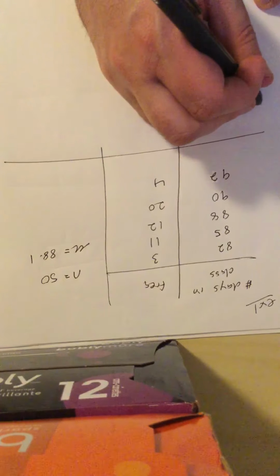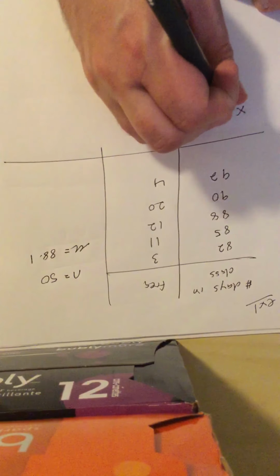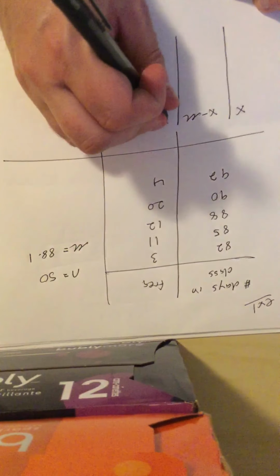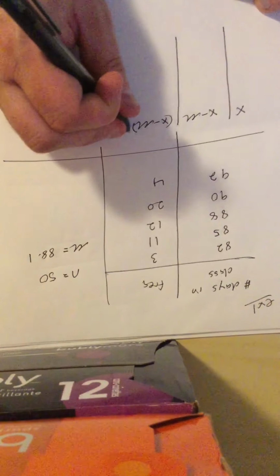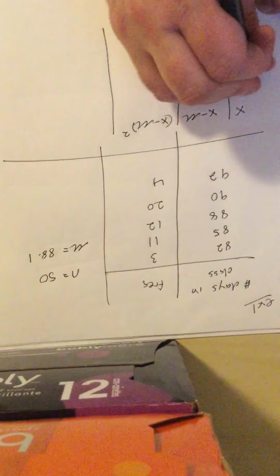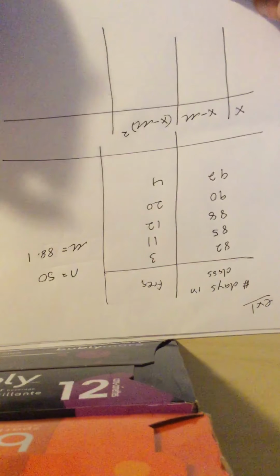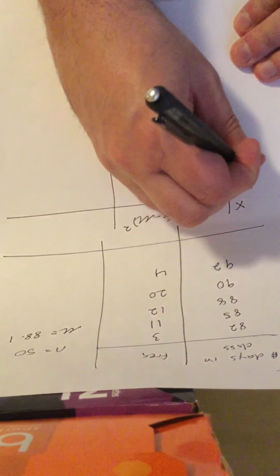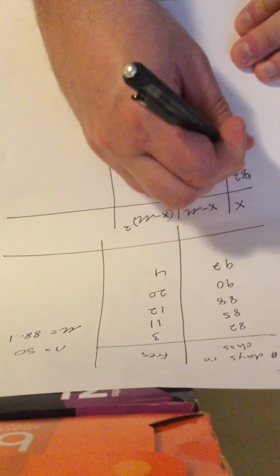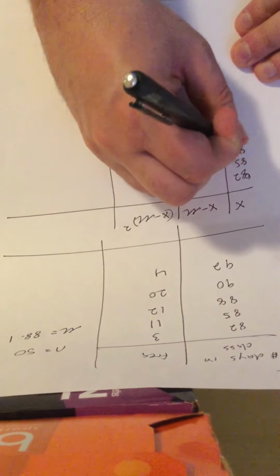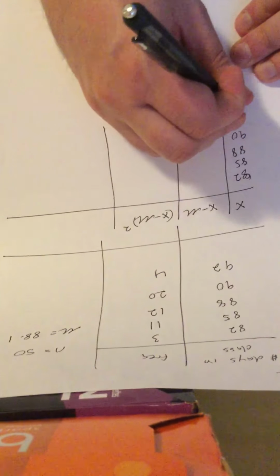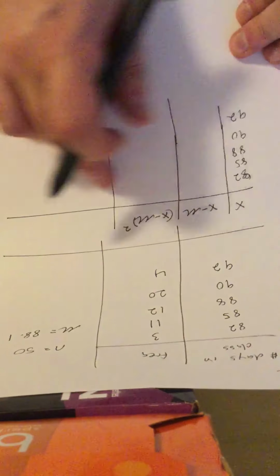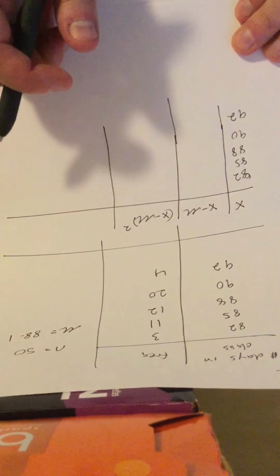Then we're going to make our table again. So it's going to be our x minus the mu, the x minus the mu squared, and there's going to be an extra column, which we're going to get to in a second. So we have our 82, our 85, our 88, our 90, and our 92. And we're going to subtract the 88.1.